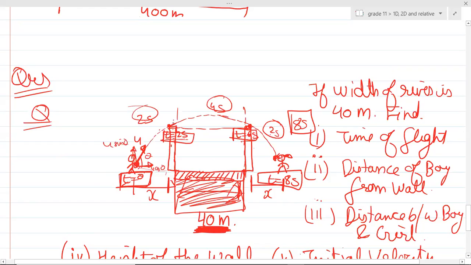Can you see it traveled from here to here? So what is the horizontal distance from here to here? No? Hello? Hello. Yes, sir.